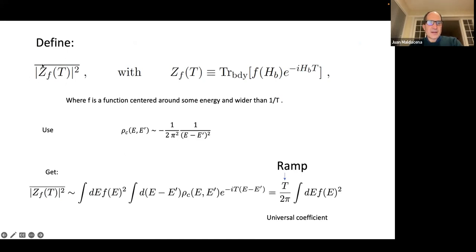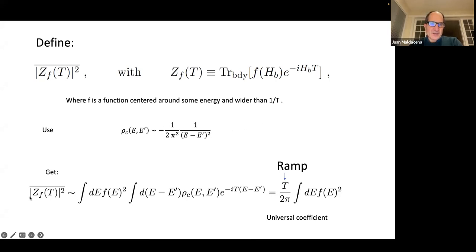So the idea is that we define this quantity e to the minus iHt, and then we'll put here a window function, which is some function that is localized around some energy, somewhere in the spectrum. So it could be a Gaussian, for example. And then we are going to take this quantity and take the square of it, and then average over maybe microscopic couplings, or average over this time t.